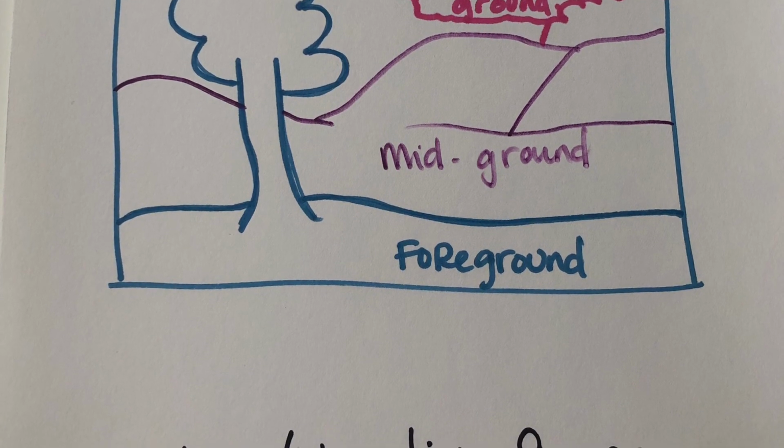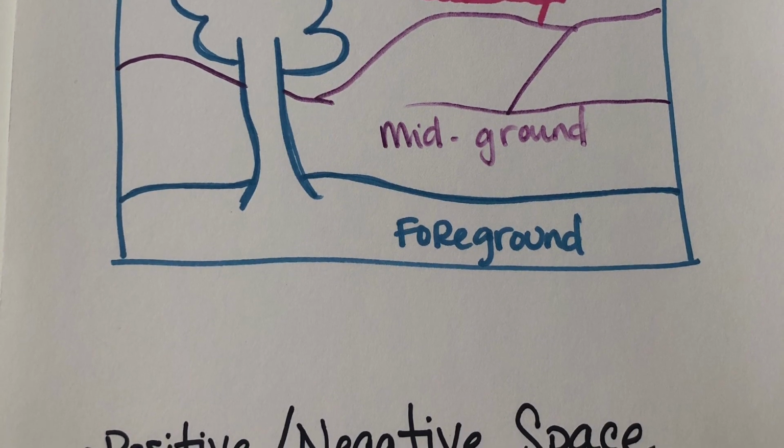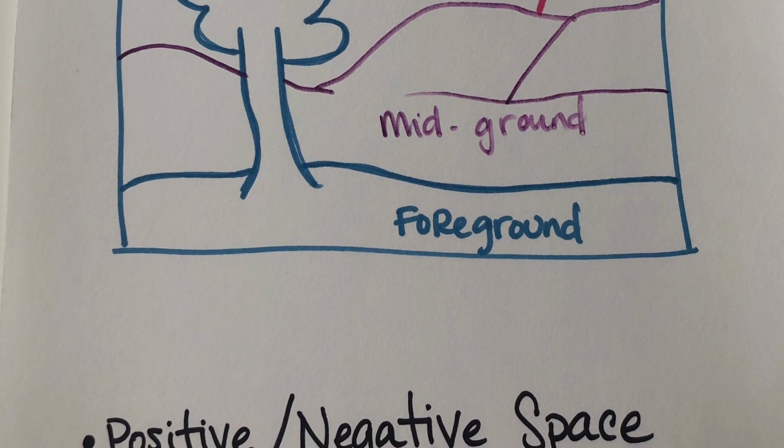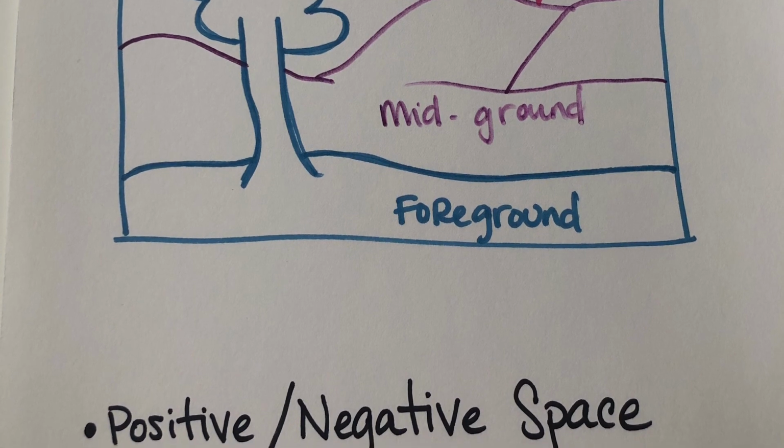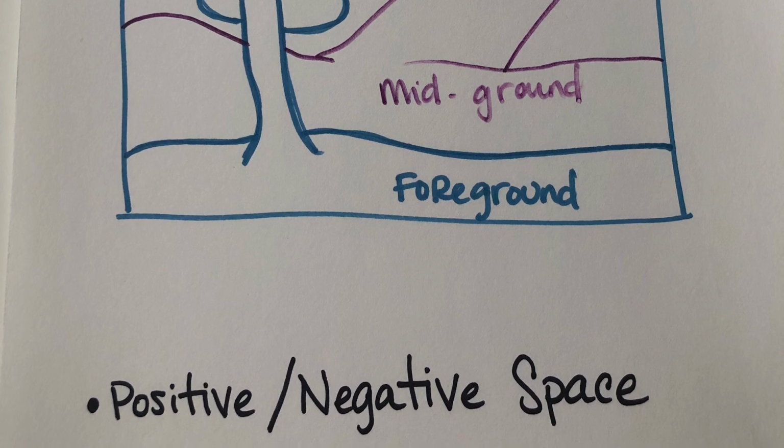Okay, so one other thing is positive and negative space. You need to have these notes in your journal as well. Positive space refers to the main focus of a picture. Negative space refers to the background.